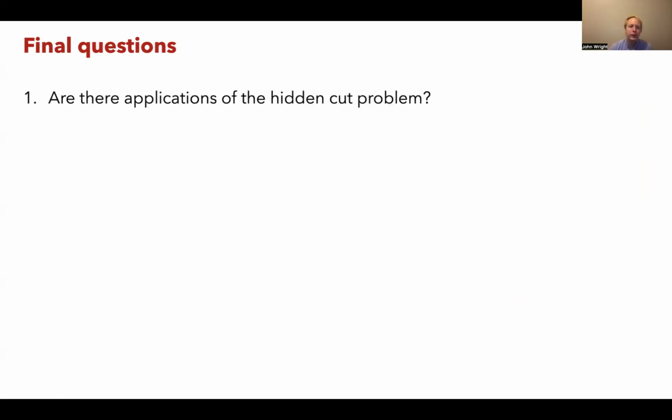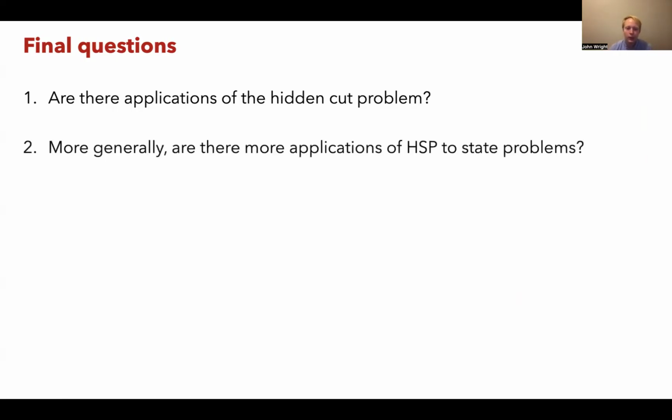Okay, so let me conclude with some final questions and open problems. The hidden cut problem, I think it's a really fun information theory problem. Are there applications of it? Is it actually a problem that can be used anywhere? More generally, are there more applications of viewing this hidden subgroup problem viewpoint to other state problems?